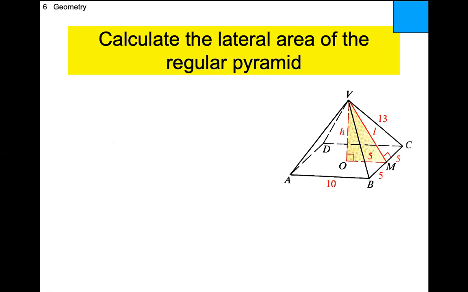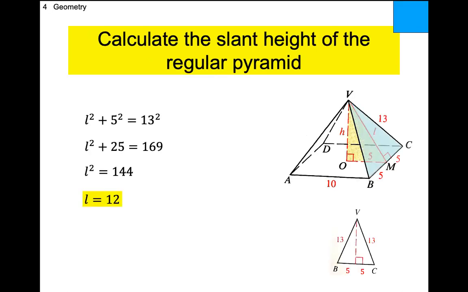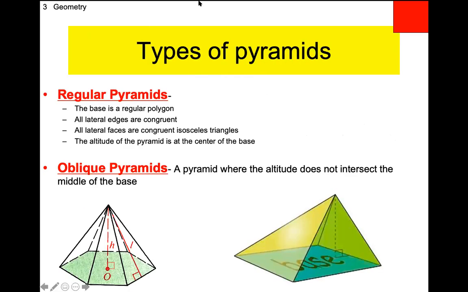You remember lateral area? Remember, not the total area, the side area of the shape. So that would be the sides of all four of those triangles. Well, luckily for us, back when we wrote regular pyramid, if you go back to that slide, it says right here that all the lateral faces are congruent and they're all isosceles triangles. So we don't have to calculate all four of them. We just need to calculate one of them and then multiply by 4. All right, so let's do that.